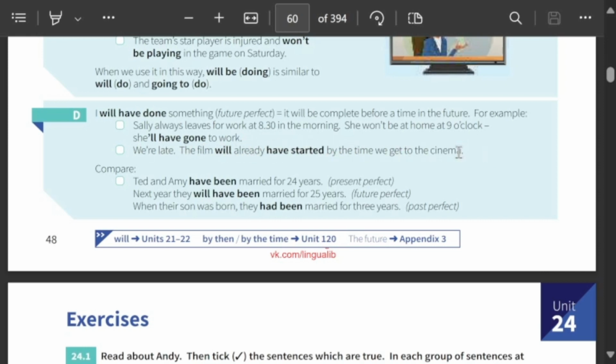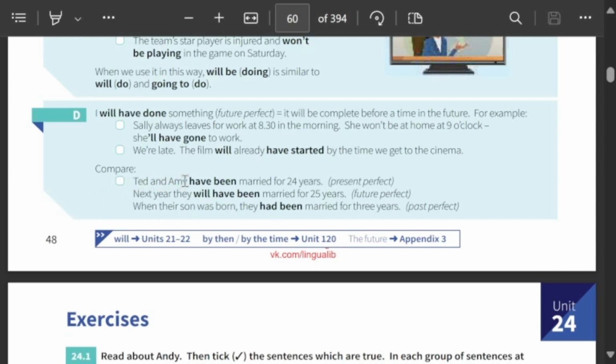It sounds like you are going, but it's possible that you decide not to go. Do you understand? Because you will miss the beginning. Do you understand? The film will already have started by the time we get to the cinema. Maybe you're going, you're doing the action, but you will certainly miss the beginning of the movie if you go.